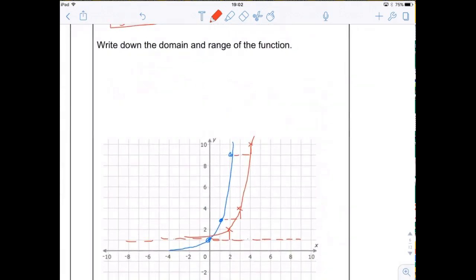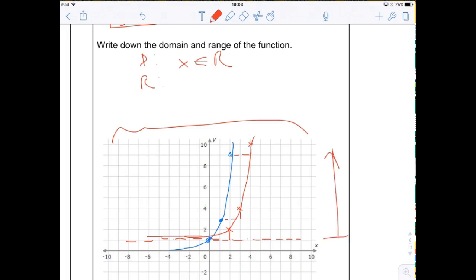Okay? And then finally it says write down the domain and range of the function. The domain, you can see that all x values are valid, right? So the domain would be x is all real numbers. And then the range, you can see that only certain positive numbers are valid. And for the red function, you can see that those values start at y equals 1, right? Now, would it include the value y equals 1 exactly? No, because look at the dotted line asymptote. It does not include y equals 1. So the range is going to be y is greater than 1.